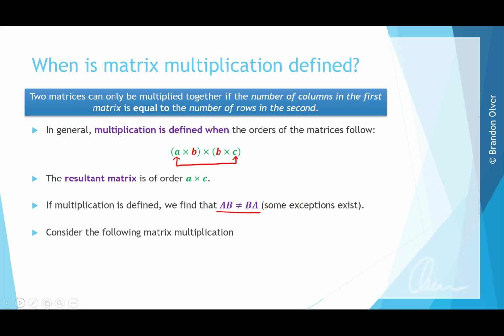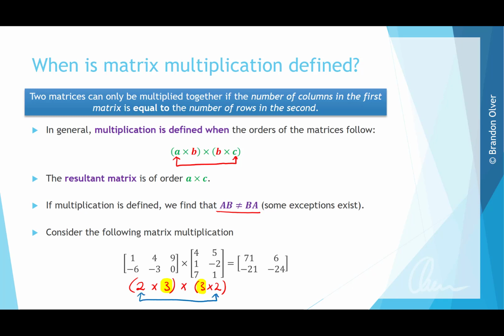Consider the following matrix multiplication. We can establish that this multiplication is in fact defined by checking the order of both matrices. For the first matrix we have 2 rows by 3 columns, and for the second matrix we have 3 rows by 2 columns. Because the number of columns in the first is equal to the number of rows in the second, matrix multiplication is defined, and the order is given by 2 by 2, which is this matrix here. So that is a 2 by 2 square matrix, which is the resultant matrix.